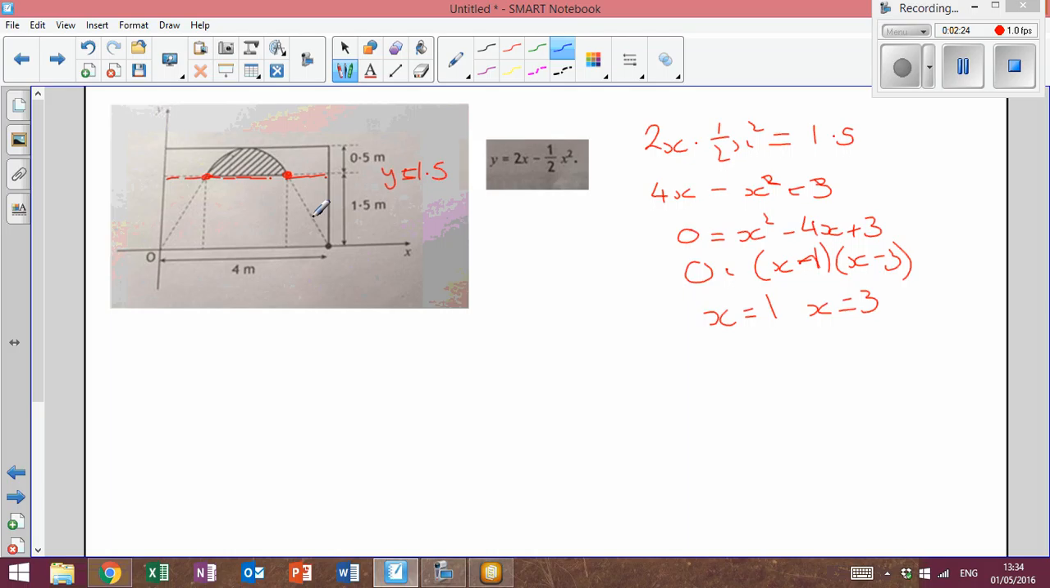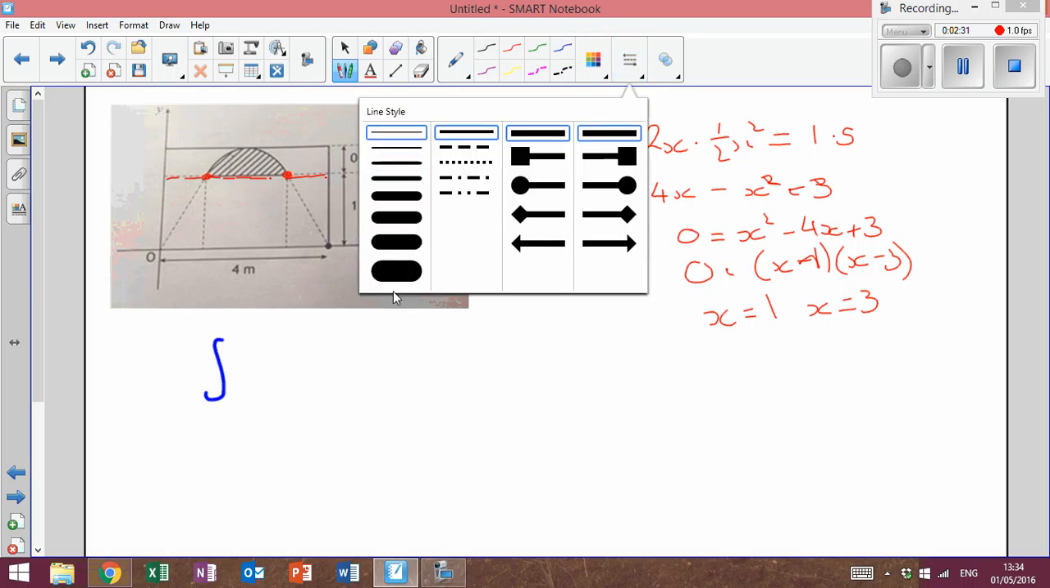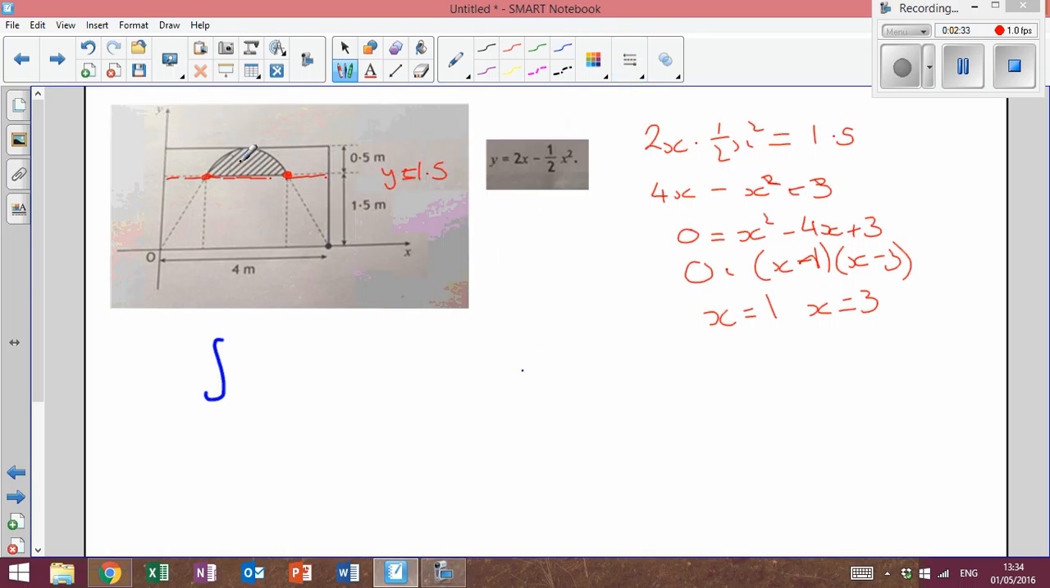Okay, so we're integrating between the top curve, which is my 2x minus a half x squared, and then we're taking away all of our bottom curve, which is just 1.5, so we don't really need to worry about anything there. And that's all with respect to x. My limits are 1 and 3.